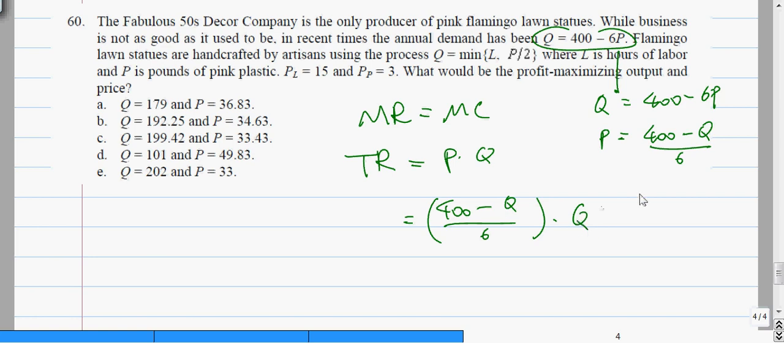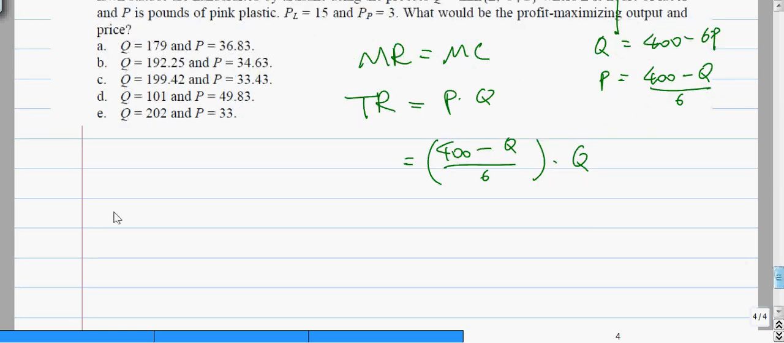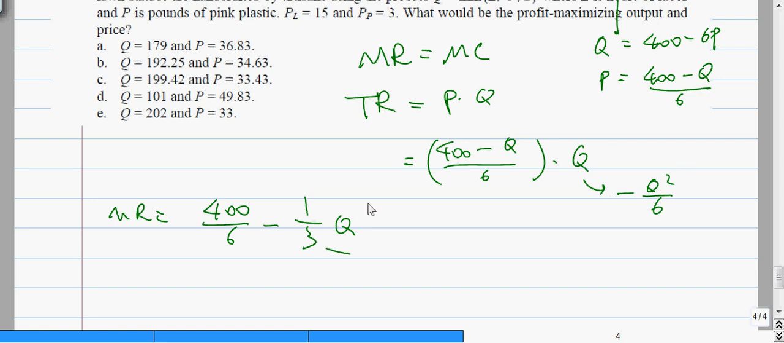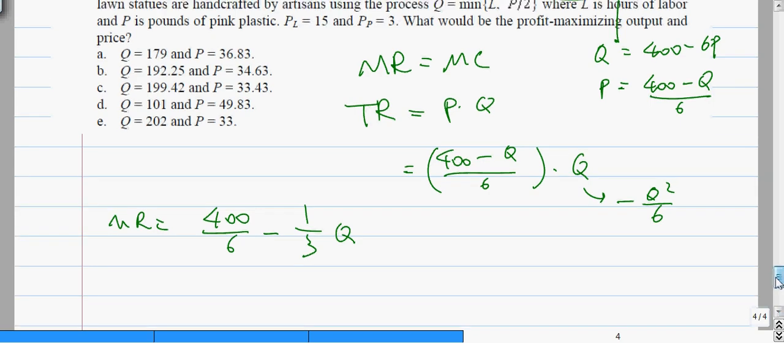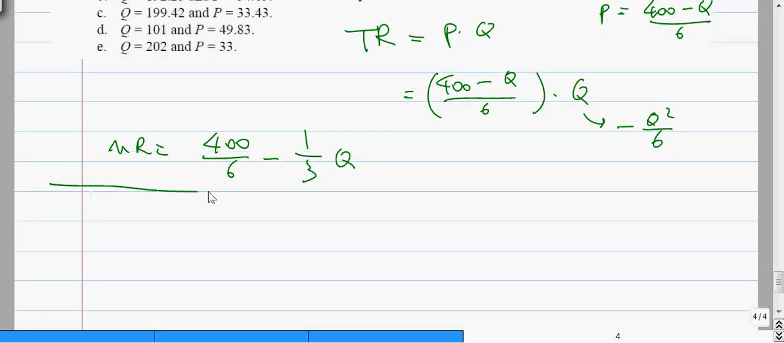So the total revenue becomes this thing multiplied by Q. And taking the derivative of that thing, we just differentiate this thing. We have two terms, so the first term just gives you the constant. The second term is minus Q squared over 6, which when you differentiate, you put a 2 down, and then you have 1 over 3. So we have the marginal revenue now. That's half of the work.